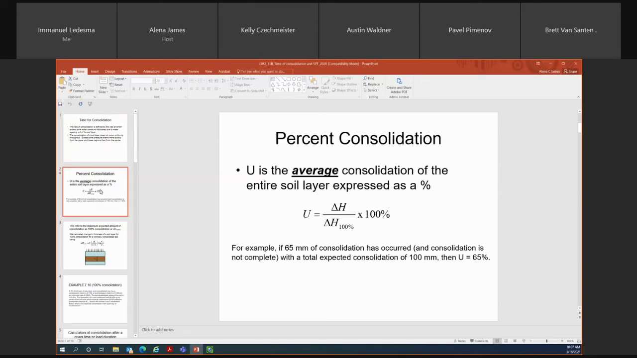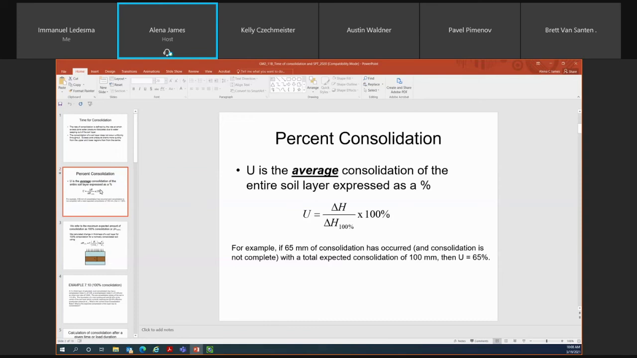Percent consolidation. Percent consolidation is represented by the letter U. So U is the average consolidation of an entire soil layer expressed as a percent. We can use the formula I've provided on the slide. Delta H 100% is calculated using those formulas that we used in the last hour. So any of those three formulas for the normally consolidated, over-consolidated, or hybrid equation, the delta H value you calculate with that is your delta H 100%.